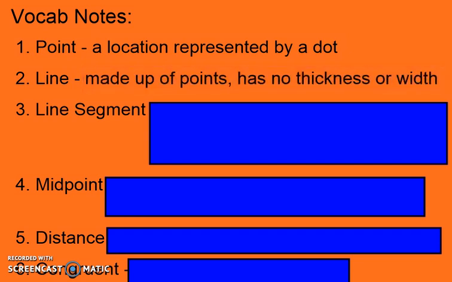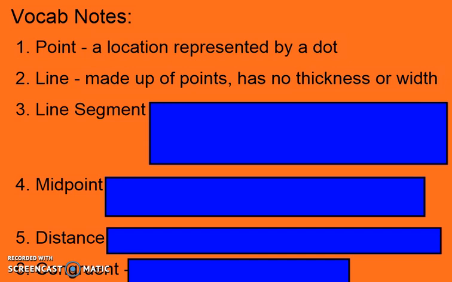A line is made up of points. It has no thickness and no width. You can have a line that goes through 2 points, it can go through 3 points, it can go through 10 points. It does not matter how many points it goes through. The important thing is it does not matter how thick it is or how wide it is.